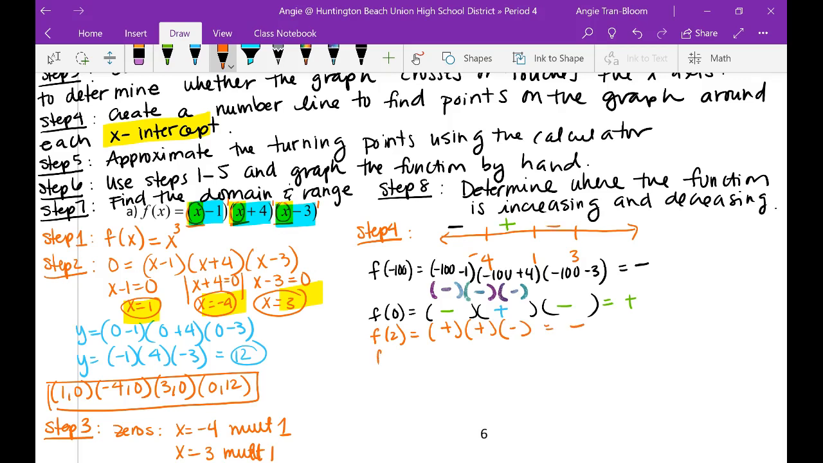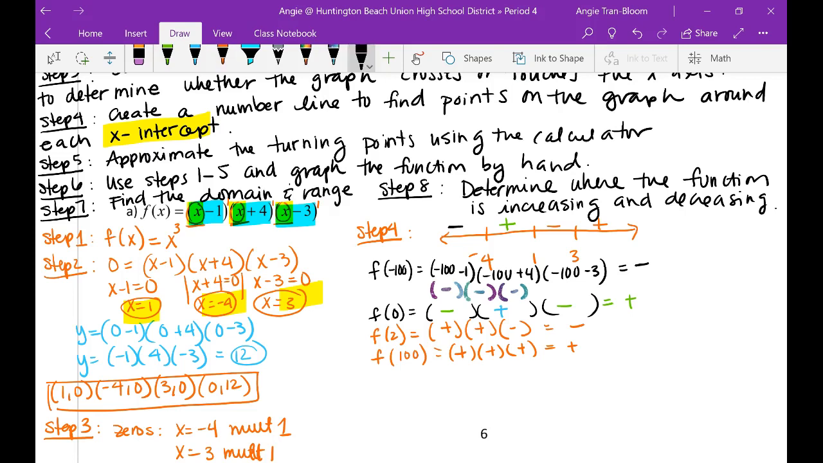Okay, then next one, I'm going to pick some ginormous numbers. The whole point is it's easy for me to do the calculation. 100 minus 1 is positive. 100 plus 4 is positive. 100 minus 3 is positive. Positive times a positive times a positive is positive. So it looks like the end behavior starts on the bottom and continues to finish up on the top. So that's what step 4 is doing.